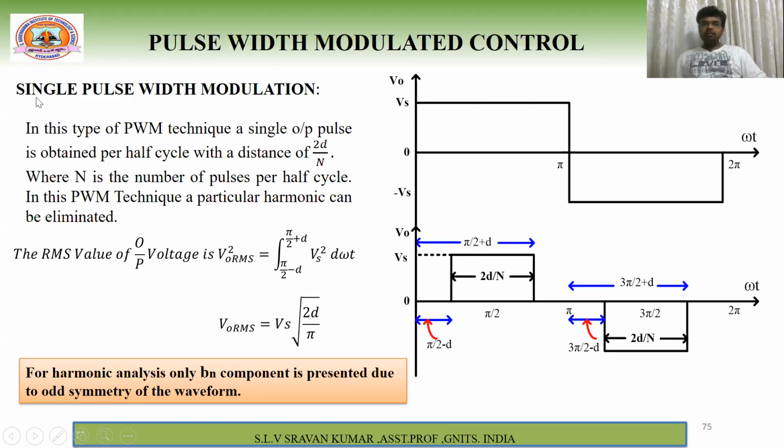So here is single pulse width modulation. Single pulse width modulation means that for the first half cycle you have only one pulse. Again, for the negative half cycle, we have only one pulse.